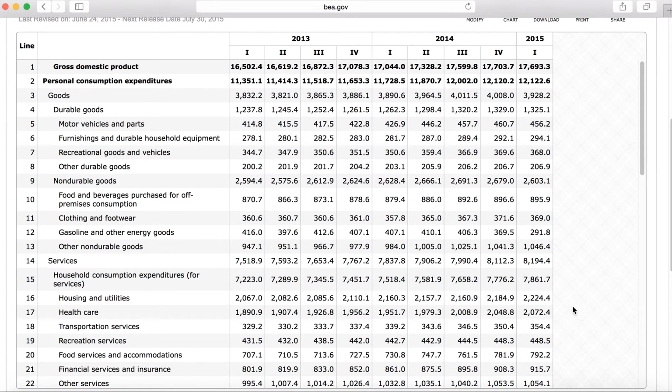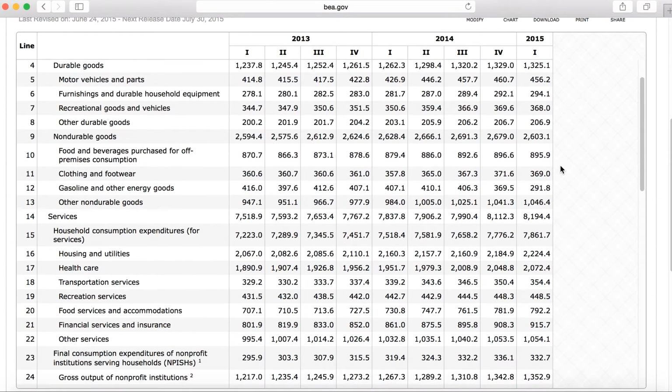So what are households spending money on? Well, they're spending money on goods. What type of goods? We have durable goods and non-durable goods. For durable goods, households are spending money on motor vehicles and parts, furnishings and durable household equipment, not their structure but the stuff that's going inside their house, recreational goods and recreational vehicles, and then all other durable goods. Non-durable goods, obviously food, clothing, gasoline, other non-durable goods.